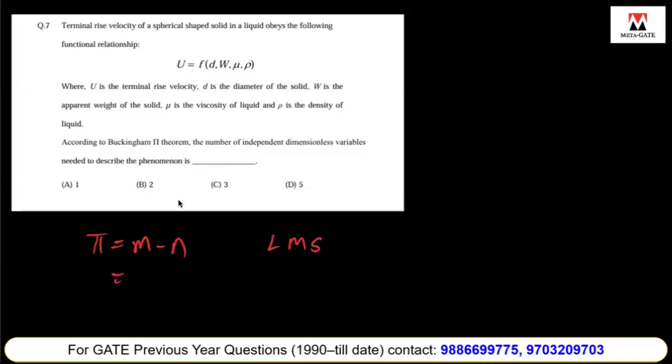So here it is totally 1, 2, 3, 4, 5. So m is equal to 5 and n is 3, because the diameter is length, weight is given in mass, and viscosity and density. Of course viscosity depends on seconds, so here the unit comes in seconds, so it is 3. Overall it is 2. So the number of independent dimensionless variables is 2.